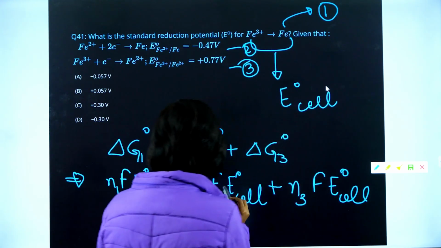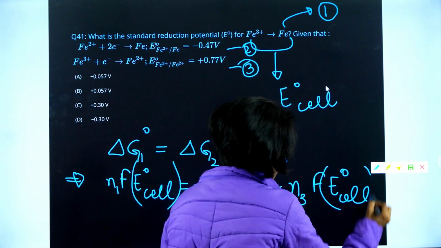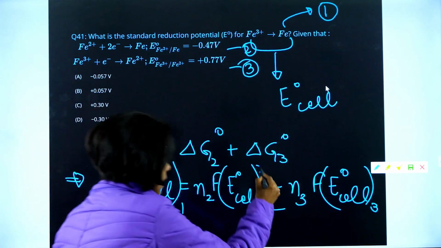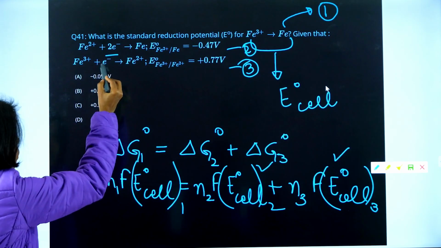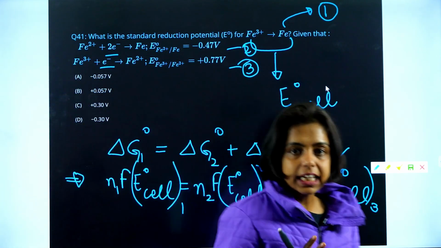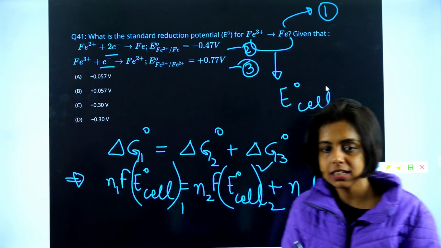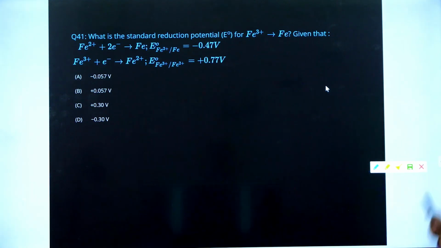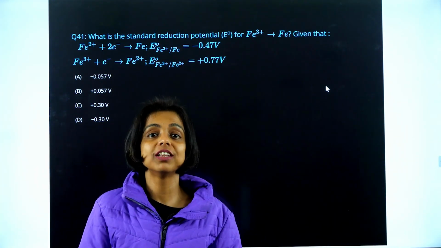Cell, this is for second, this is for first, this is for second, and this is for third, right? For second and third you would know, and the number of electrons involved also you know, 2 and 1, right? So putting the values of N1, N2, N3 and E0 for the 3 reactions, because Faraday's constant will get cancelled from both the sides, you will easily get your answer. You just can't directly add E naught values, but you can definitely do that with your delta G.